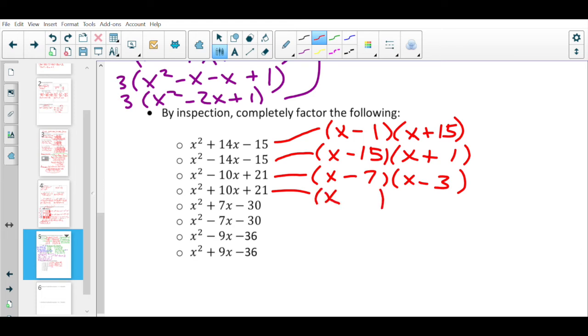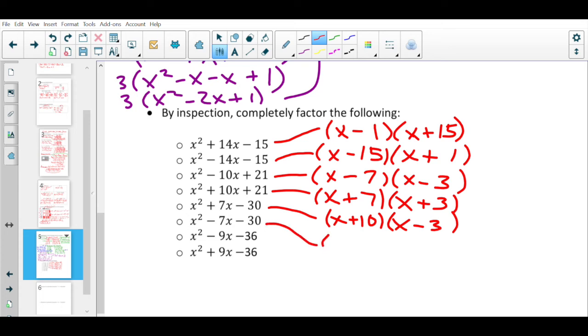Next one. What multiplies to 21 and adds to 10, and that's just 7 and 3. What multiplies to negative 30 and adds to positive 7? So if we run through the factors of 30, 3 and 10 are the ones that work. And we need a positive 7, so we're going to use the larger number 10 as the positive and minus 3. So 10 times negative 3 is negative 30. 10x minus 3x is 7x.